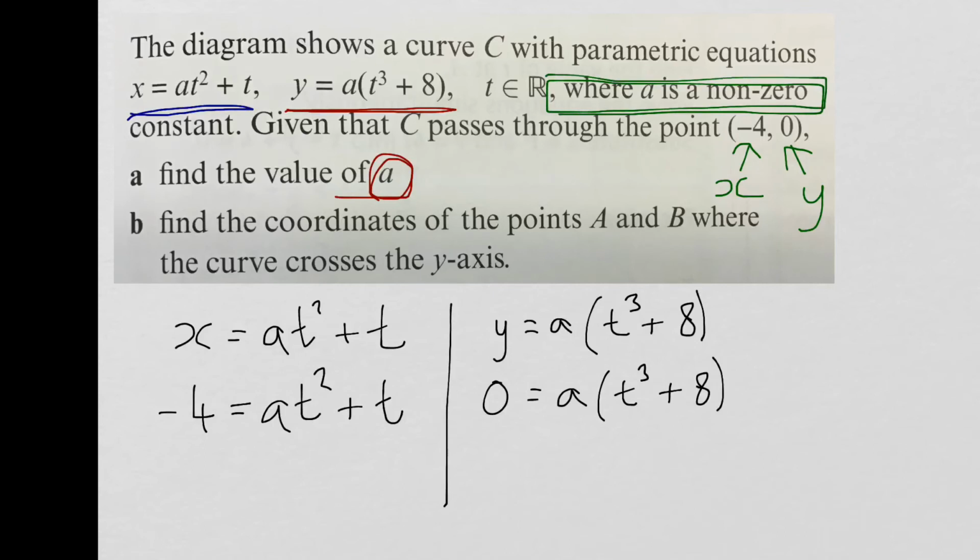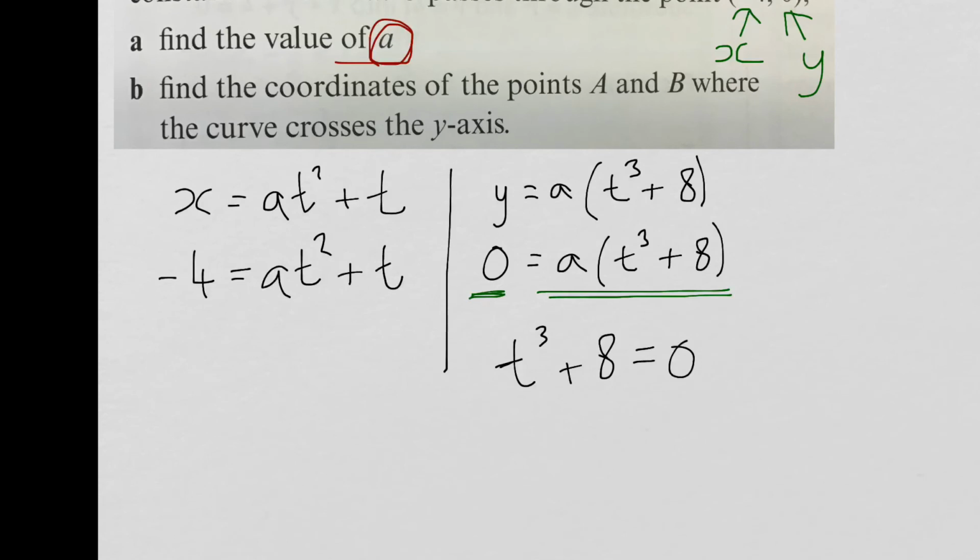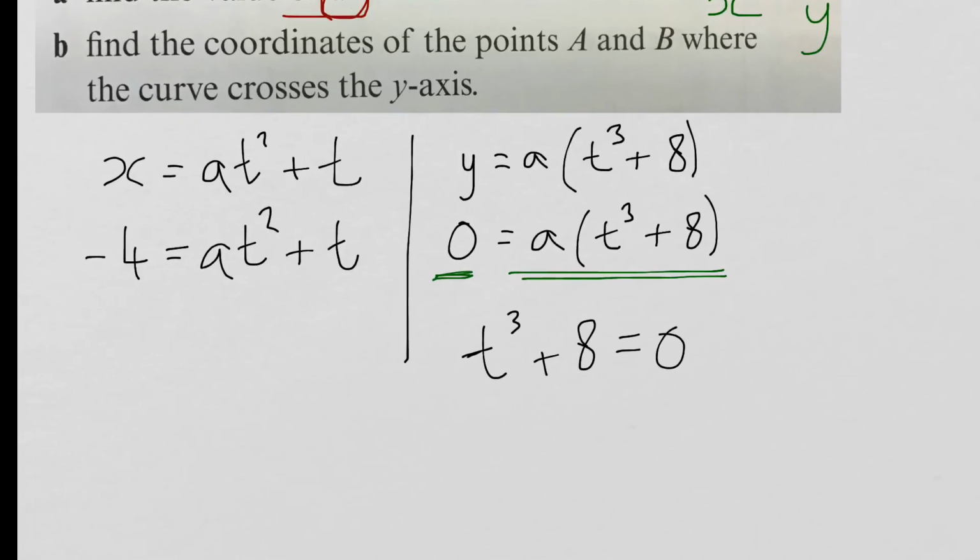So here, in this expression, I've got a multiplied by something, giving me an answer of 0. That must mean that this section, the t cubed... Okay, so there we have it. If a is non-zero, then the t cubed plus 8 part must be equal to 0, because when I multiply two things together, that's the only way to get 0.